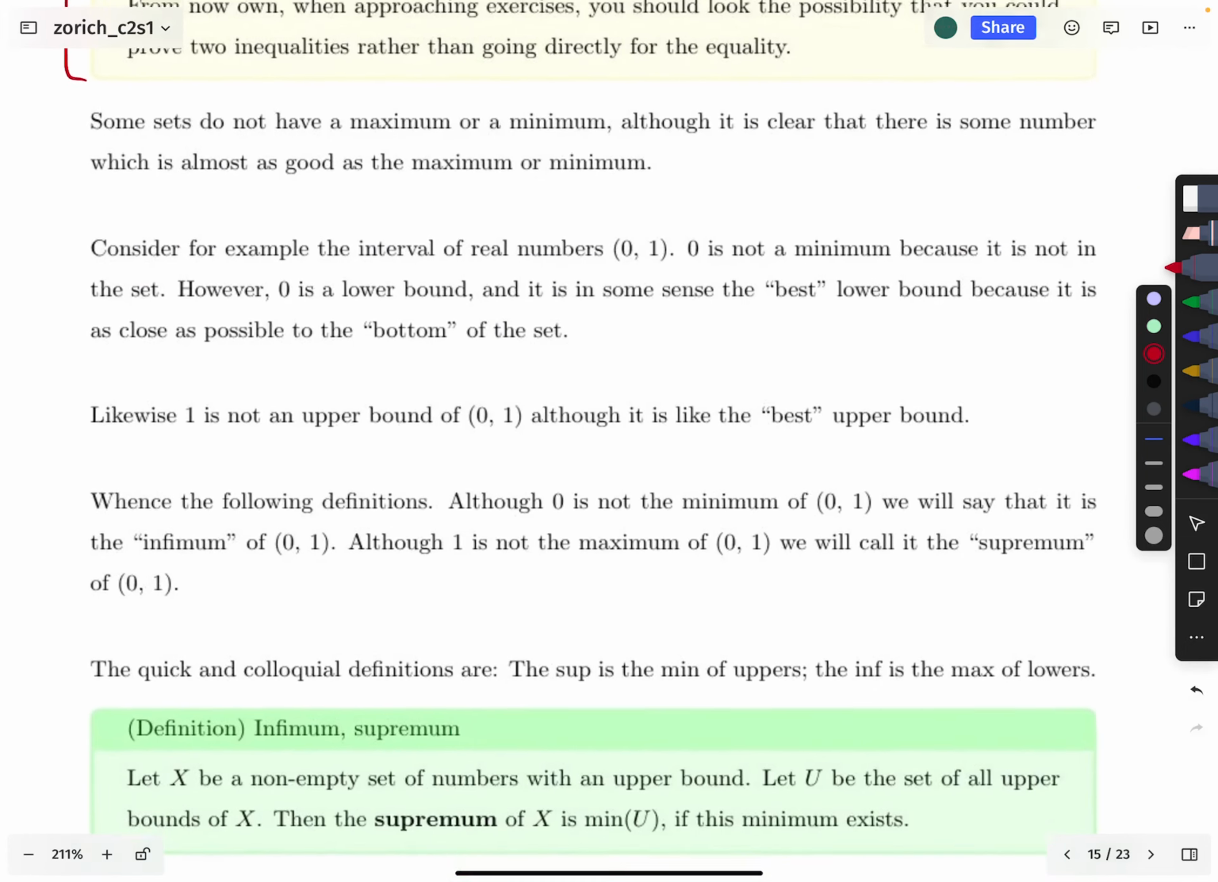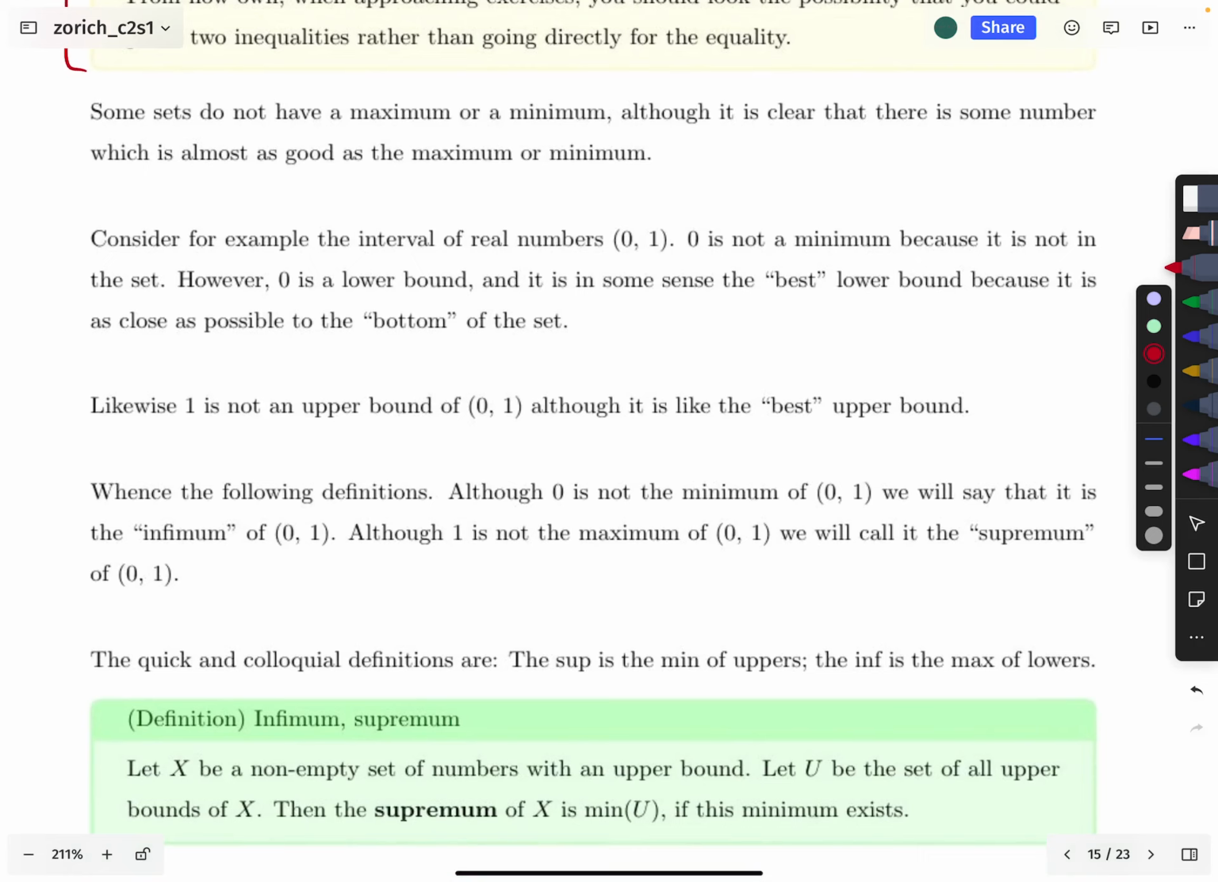So, okay, it is important to note that some sets do not have a maximum or a minimum, and by the way, that is true if the set is unbounded. It just goes off to infinity in one direction or the other or both. But it is also true for certain bounded sets, right?